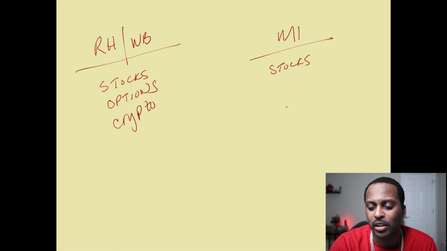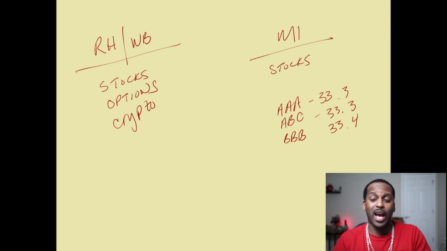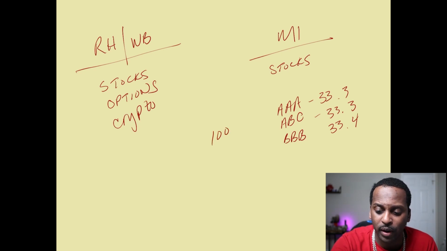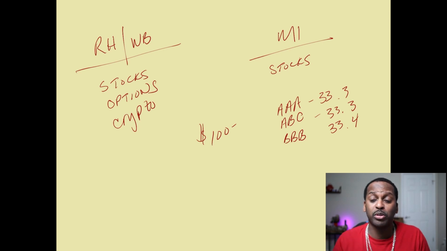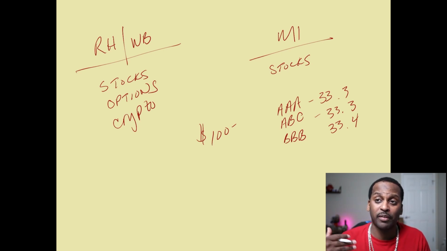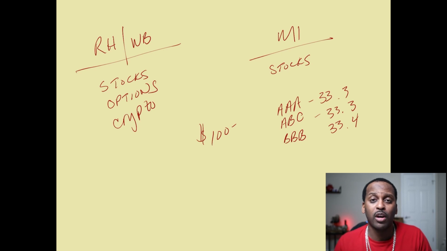So let's say you had 3 stocks. Let's say you had AAA, ABC, and BBB. Okay, and say you wanted one stock to have 33.3%, another stock to have 33.3%, and then another stock to have 33.4%. Okay, and you allocate, you put $100 in here, right? This is $100. The $100 will get broken down by those percentages at those values, and that will happen continuously each and every time until you rebalance the portfolio for one position to weigh more than it already does.